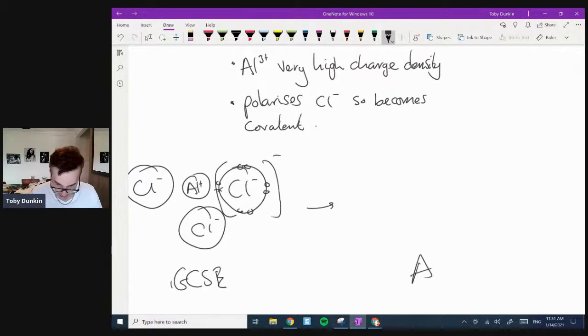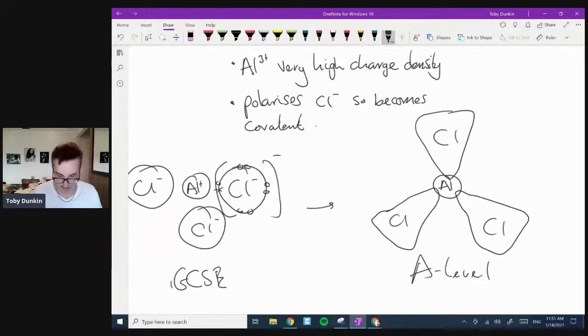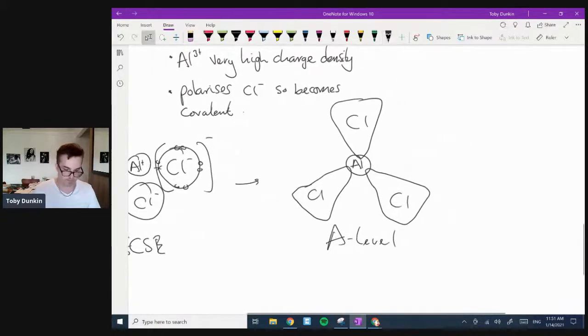But in reality, it actually looks like this for A level. For A level, because the aluminium is so tiny and highly charged, the chlorides become polarized to the point where they actually link together, and have an electron density map where they overlap. Sorry about the poor diagram. There you go.